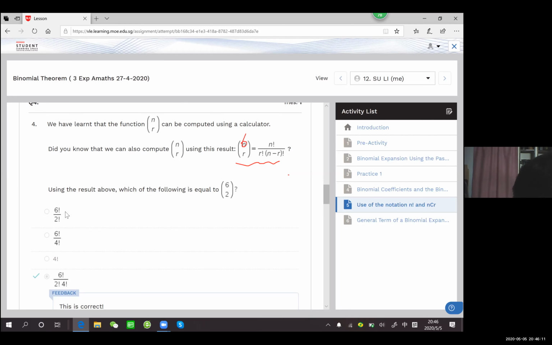Right? No lah. Let me try first. So that means your N is 6, so your R is 2. Let me replace first. Okay, let me simplify. So that means you have 6 exclamation mark. By the way, this is called exclamation mark, right? In mathematics, it's called factorial.